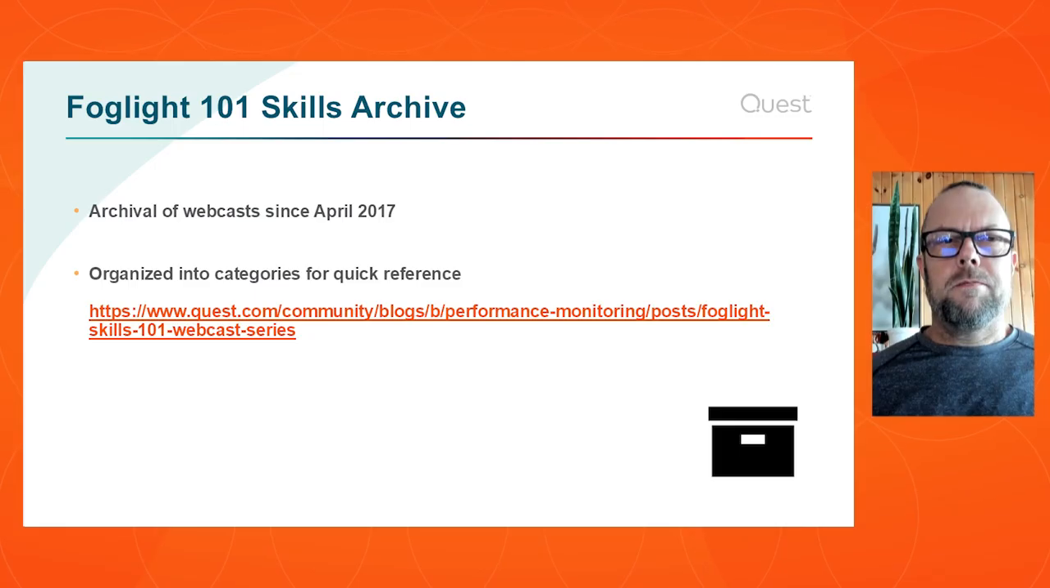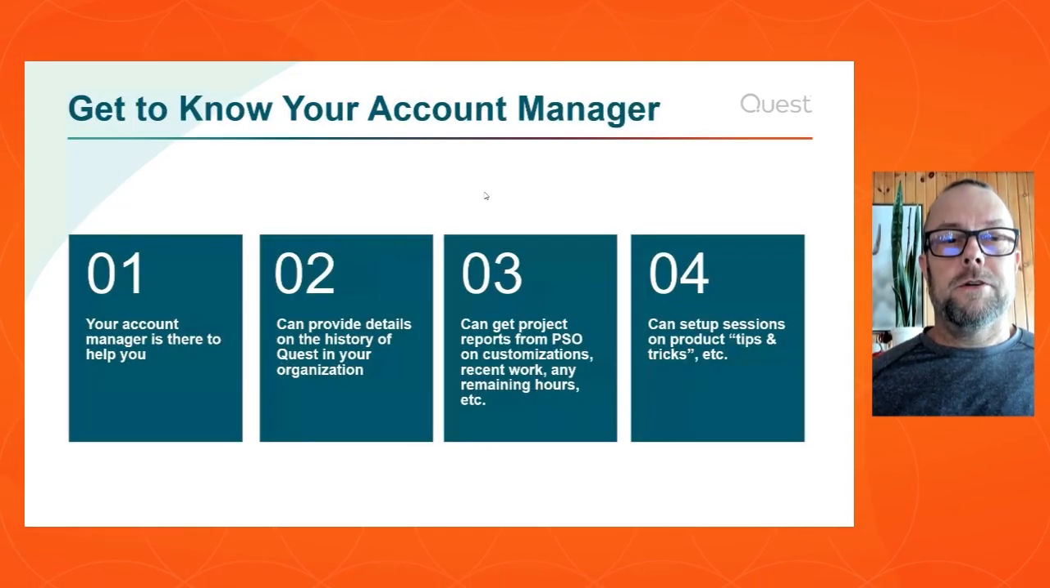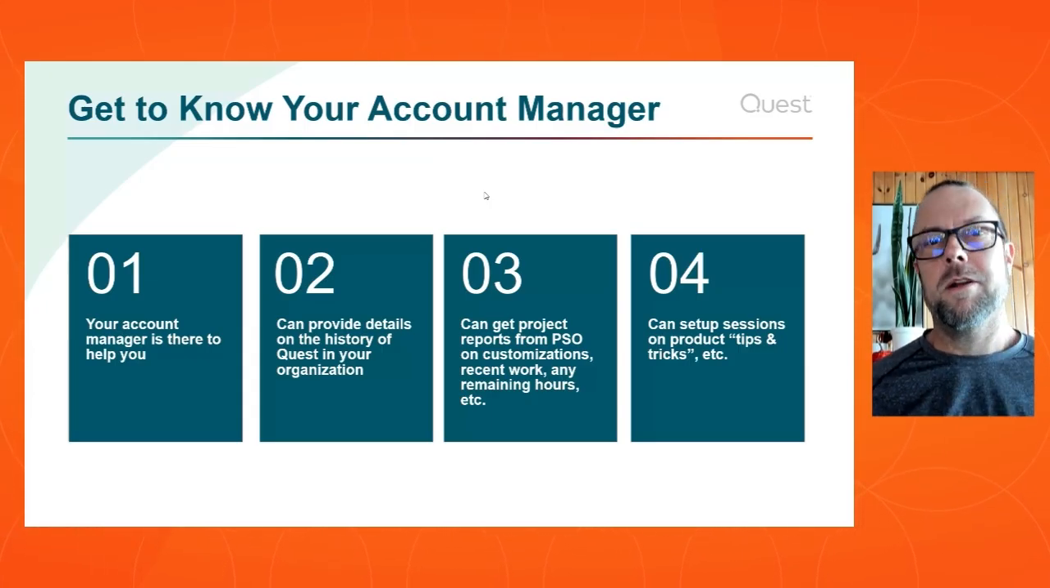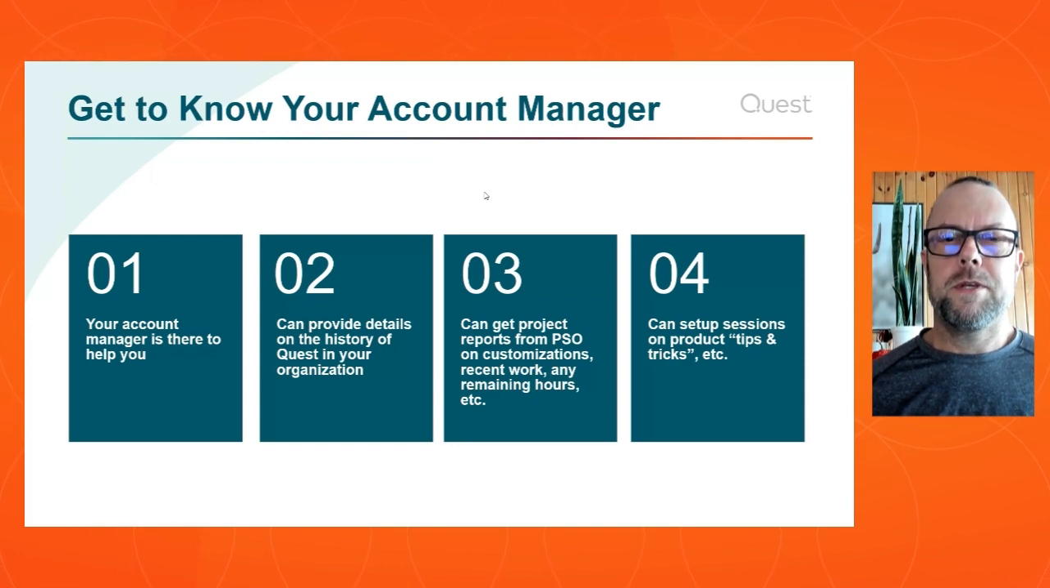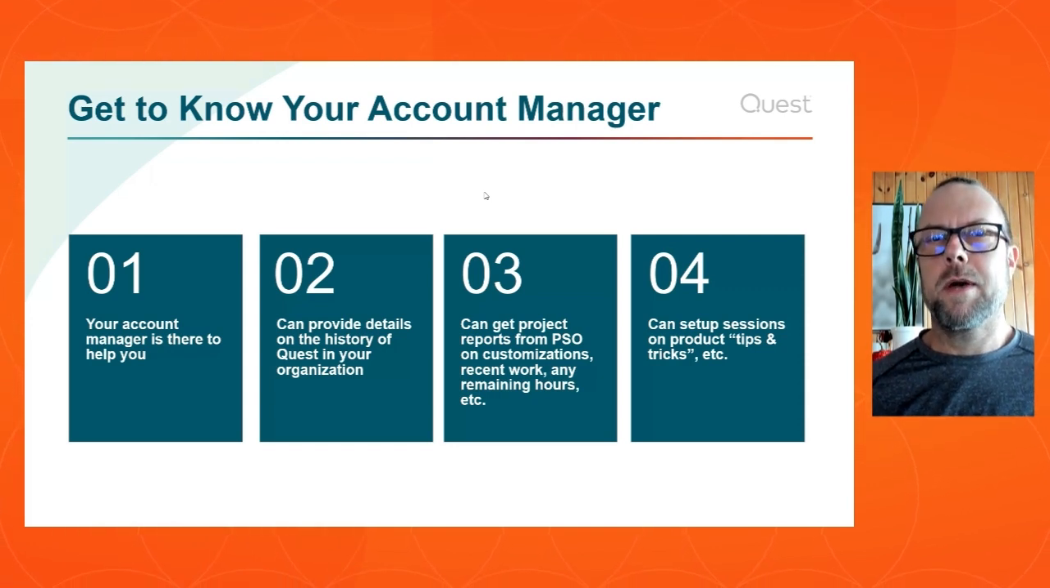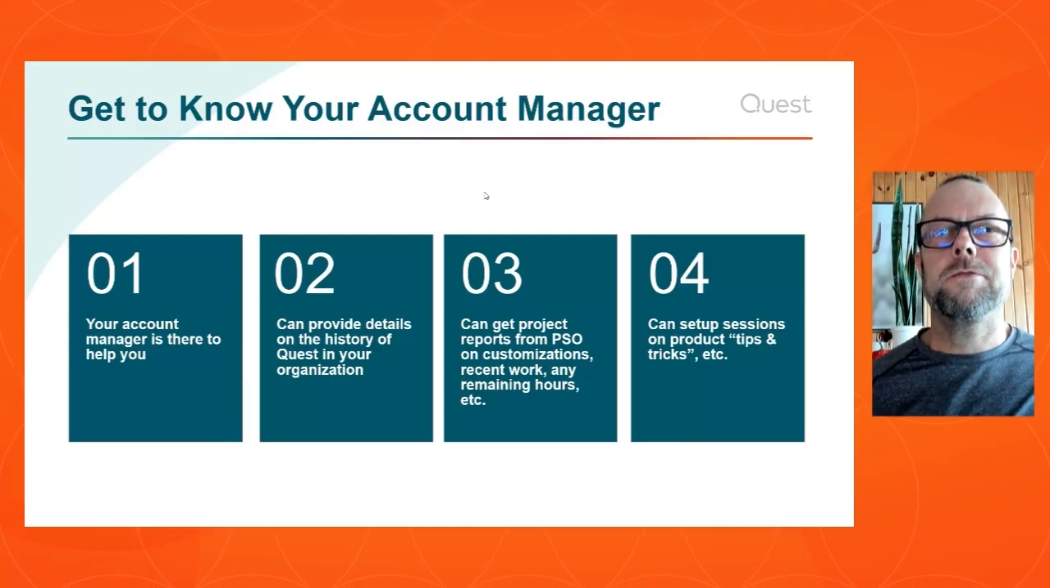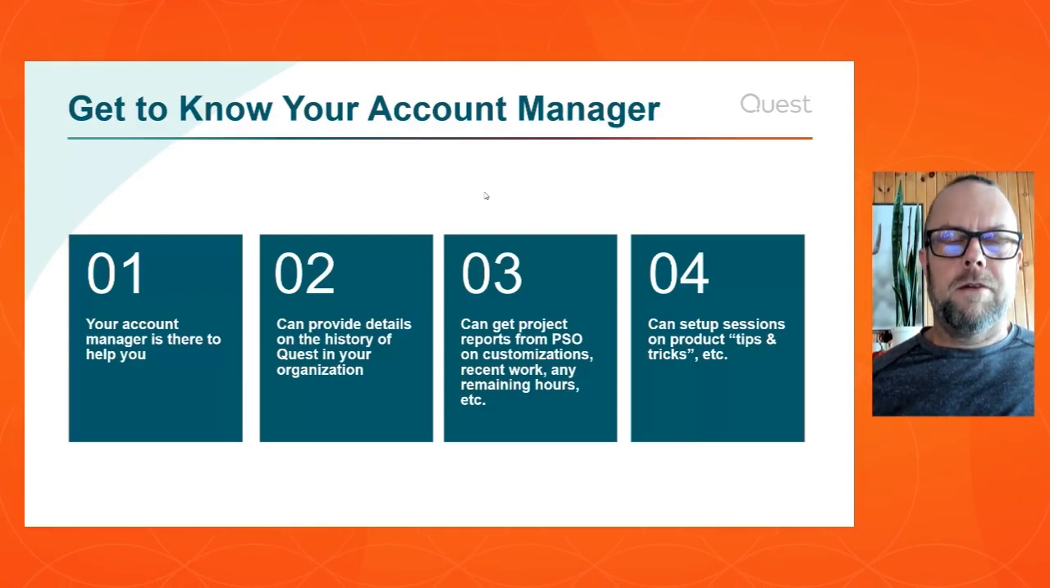Another critical step, if you don't know your account manager, get to know your account manager. They're there to help you. They can provide details on the history of Quest in your organization, maybe not just with Foglight, but with other products. You can get project reports from PSO, find out what work has been done in the past. If you have any customizations, that becomes a step within the upgrade process. You want to make sure that those customizations get carried forward properly. And sometimes you might have some remaining hours with PSO, and that can be useful. And we're always here to help.